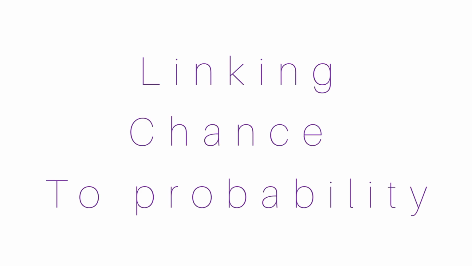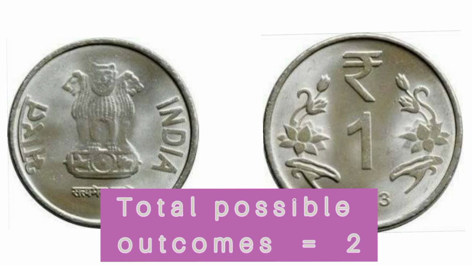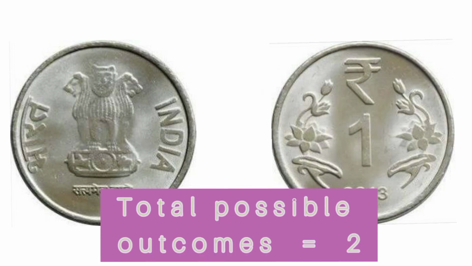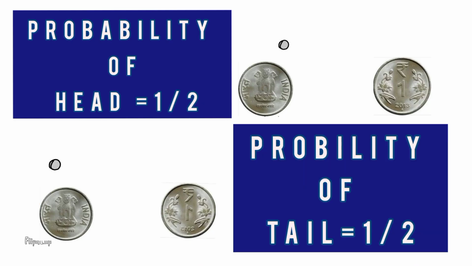Now the next topic is linking chance to probability. When we toss a coin, the total outcomes are 2, that is head and tail. And the possible outcome to get head on top is 1 and for tail is 1. So the probability of getting head on top will be 1 out of 2. It can be written as 1 by 2. And for tail also it will be 1 by 2.